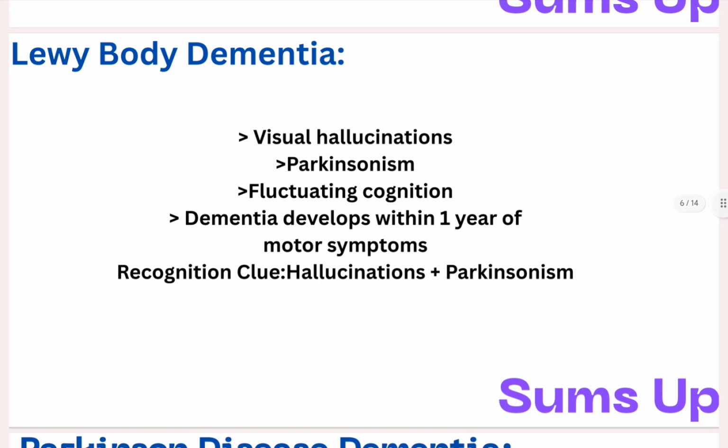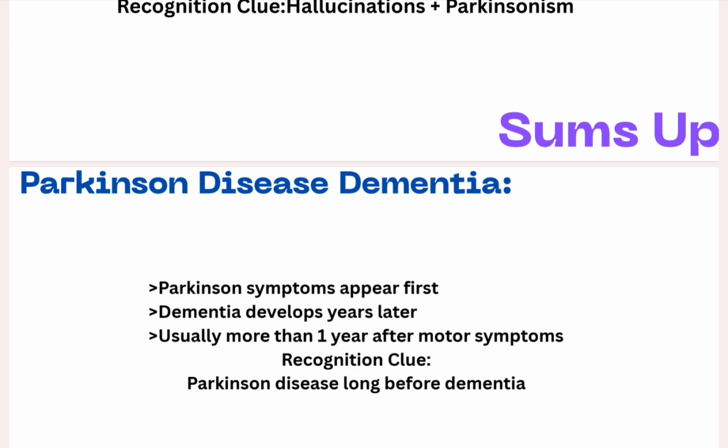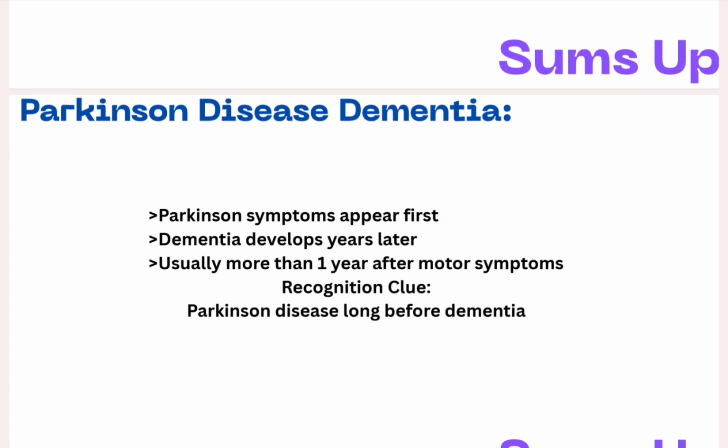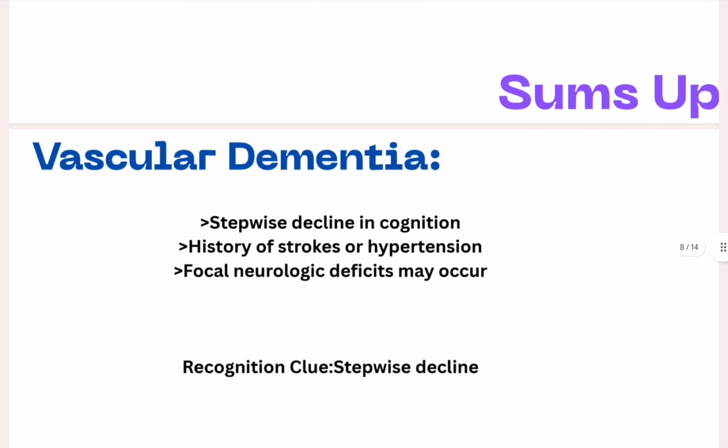Secondly, hallucinations are more characteristic of Lewy body dementia than Parkinson disease, but the actual thing to focus on is timing. If it's more than 1 year or more than 3 years, then it's Parkinson disease dementia. And in Parkinson's, we have motor symptoms first, like tremors, rigidity, akinesia, and postural instability. That's the trap: Parkinson symptoms appear first and then we develop dementia. That's Parkinson's for you.